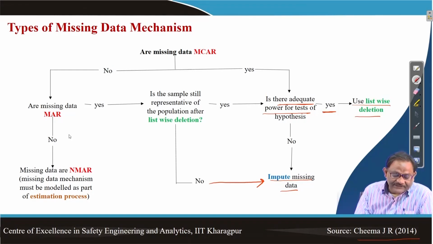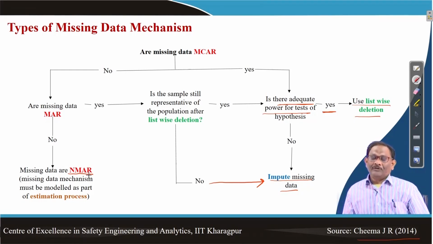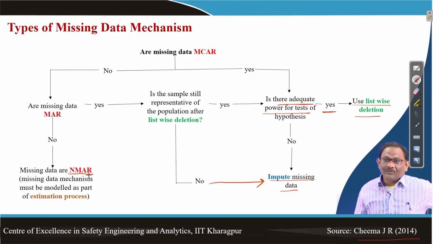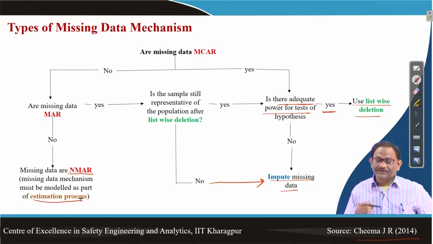If the missingness mechanism is neither completely at random nor missing at random, then what will happen? It is called not missing at random, and you cannot do this kind of list-wise deletion process or imputation process, as it may not work well. So what is required? Your missing data mechanism must be modeled as part of the estimation process. Suppose you are doing regression with missing data. In the regression parameter estimation, the missing data has to be considered.